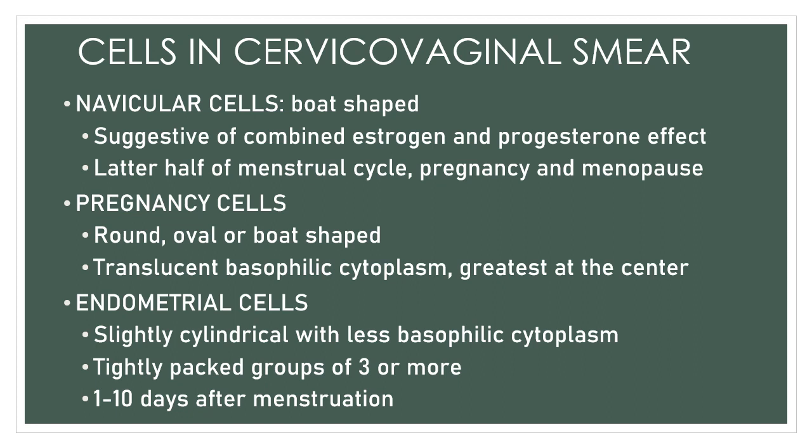And then you have your endometrial cells, and they are slightly cylindrical with less basophilic cytoplasm, and they are tightly packed in groups of three or more. They are seen 1 to 10 days after menstruation, and they are shed in response to ovarian hormones.